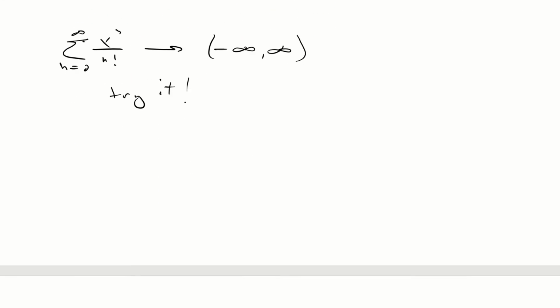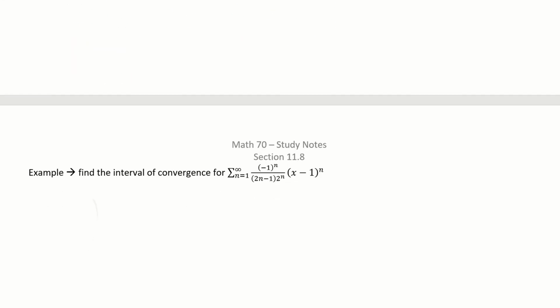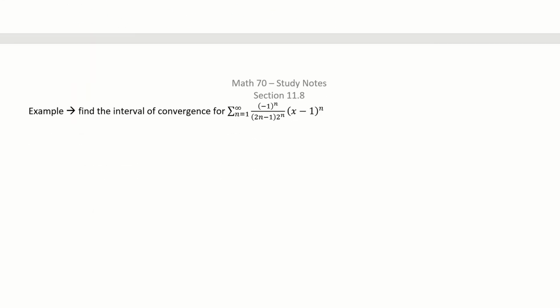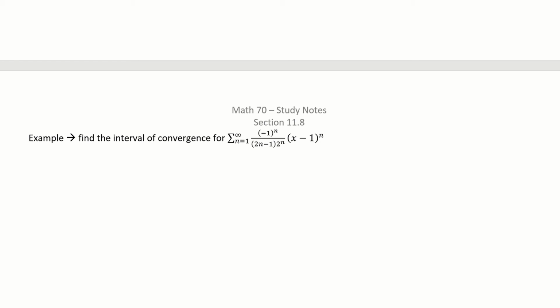Okay, it's real quick. So this last example for this video is this guy. Looks like a mess, right? It says find the interval of convergence. You know what I'm going to do, right? You know it, right? Ratio test. So will you. This whole section, that's how we do it.